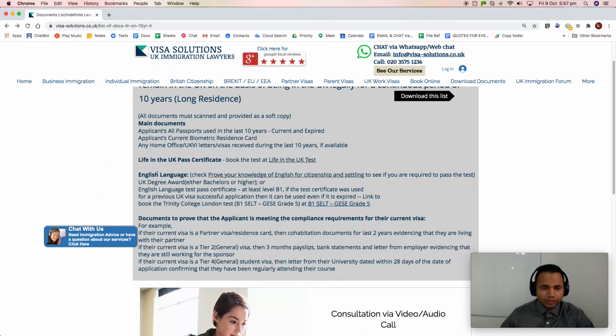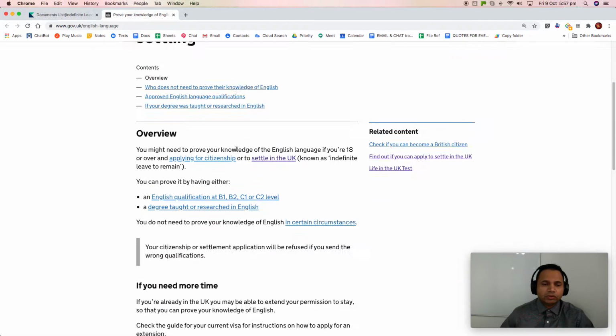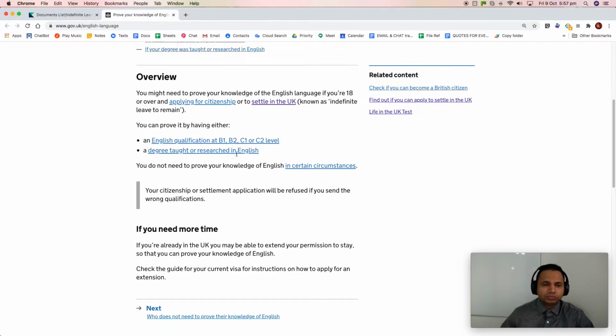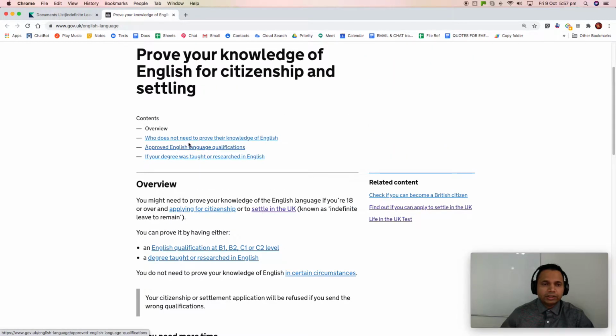Then you can book the test, pass Life in the UK. English language requirement, prove your knowledge. This is where you will find which countries are required to give all the eligibility. You will get it every year.